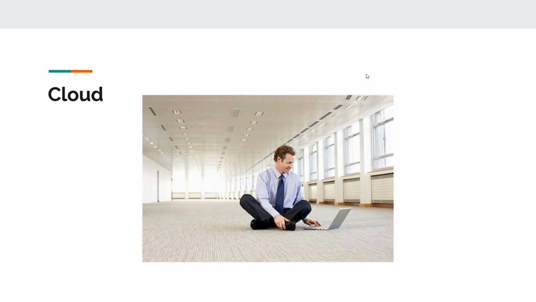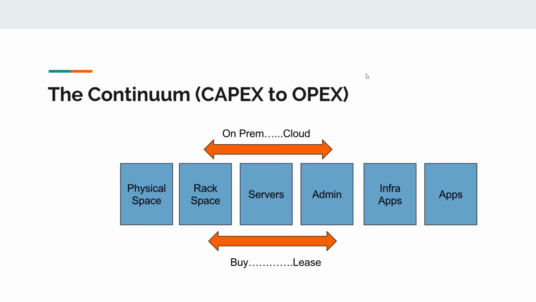And the analogy here would be that you are leasing or renting a car, you lease or rent a parking spot, and you use a mechanic when you need it. Basically, everything is leased. And here's a chart that I put together to demonstrate where the industry has gone. On the left, you're buying everything: your physical space, your rack space, your servers, your administrative support, the infrastructure apps like your web server, application servers, and email servers, and you might be buying and installing apps that you use.